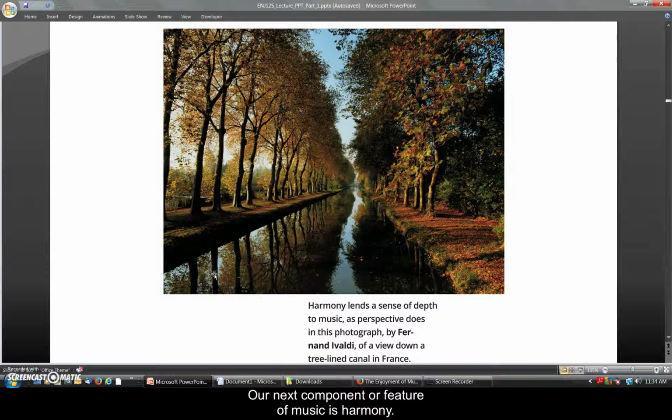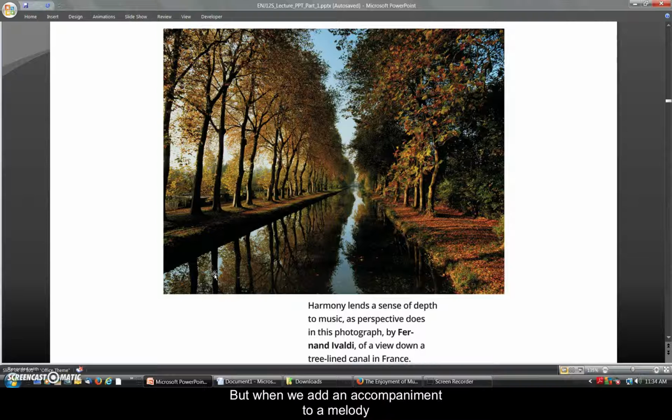Our next component or feature of music is harmony. Harmony is really the part of music that adds depth to a piece of music. We can have a melody and it can be quite nice, such as the Star Spangled Banner. It's often sung with only voice, maybe at the beginning of a baseball game, something like that.